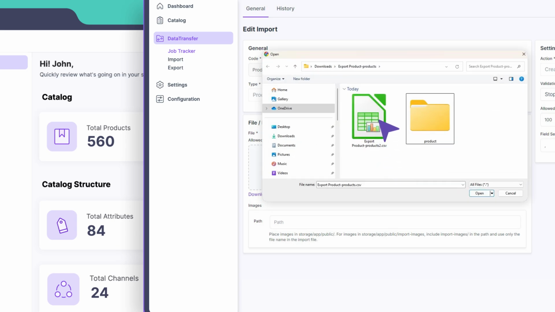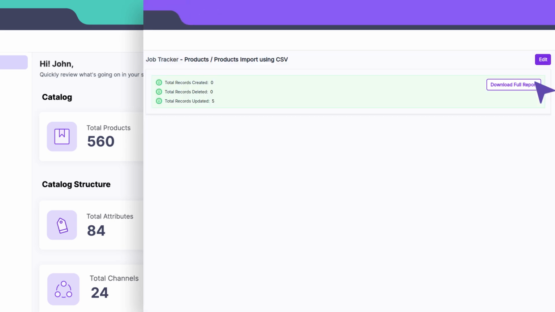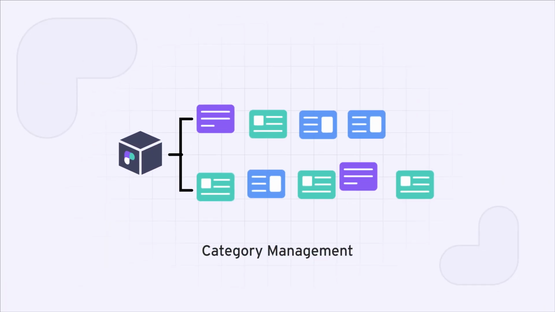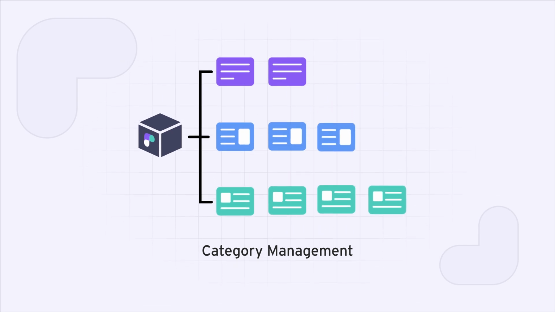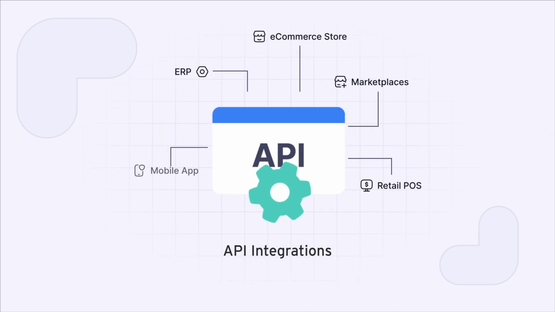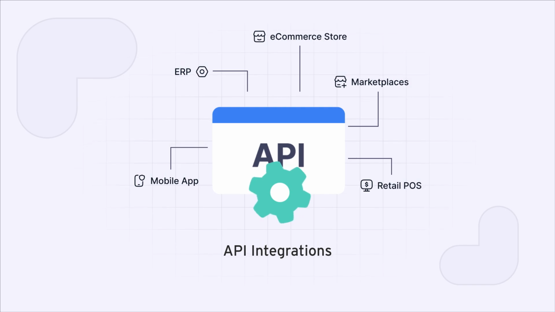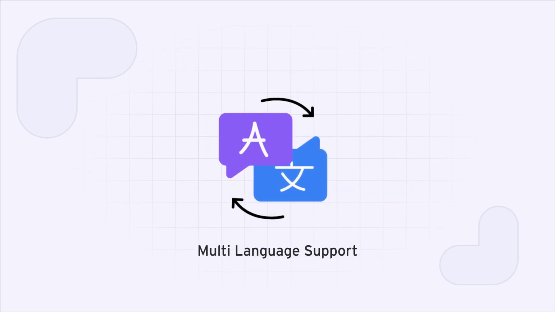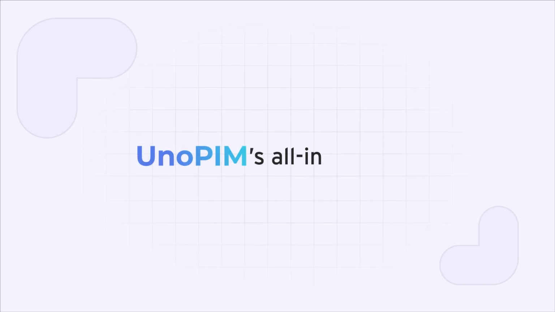Import and export data easily with CSV, XLS files. It organizes products based on your business needs. Seamlessly integrate UnoPim with your systems via RESTful API. Multi-language support to expand globally, with UnoPim's all-in-one solution.